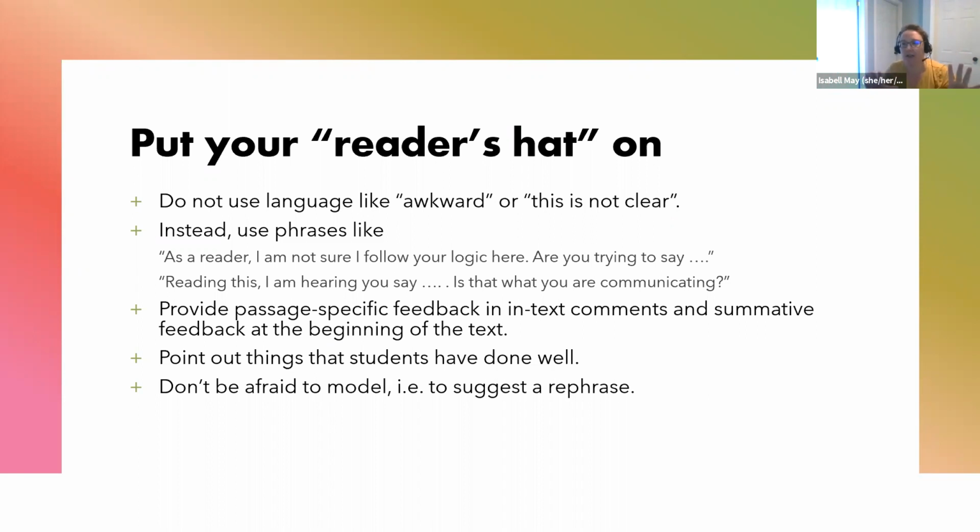I can't tell you that this works 100% all the time, but it works really well most of the time in my experience, having worked with lots of introductory writers. Point out things that students do well. Don't be afraid to actually rephrase a sentence for a student.